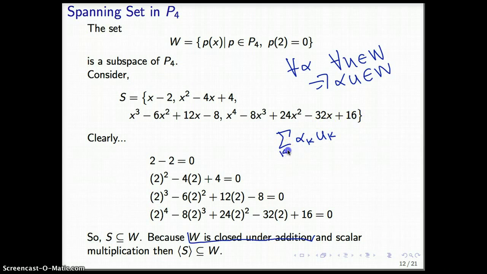And then here this k goes from 1 to m, right? So then over all possible values of k, this is also in W, because each of these is a scalar multiple, and the sum of scalar multiples is also in W. So this is what this argument is about, assuming that the span is also a subset of W.